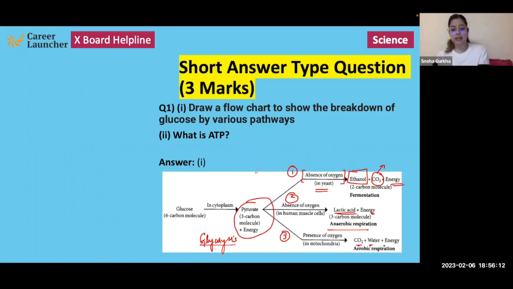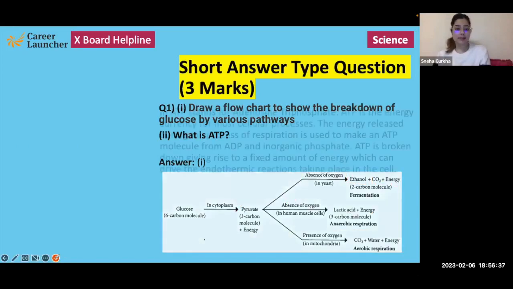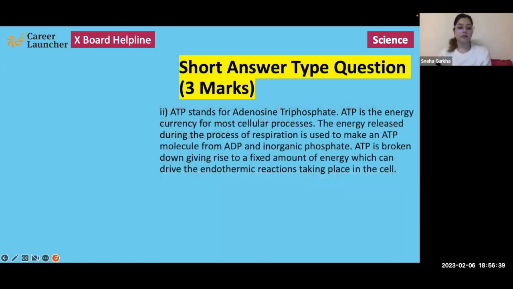So these are the three possible outcomes that can take place if pyruvate was to break down into further compounds. So you can very well draw this flow chart and explain the process using this flow chart. Next part of the question asks for the definition, or what does ATP stand for.